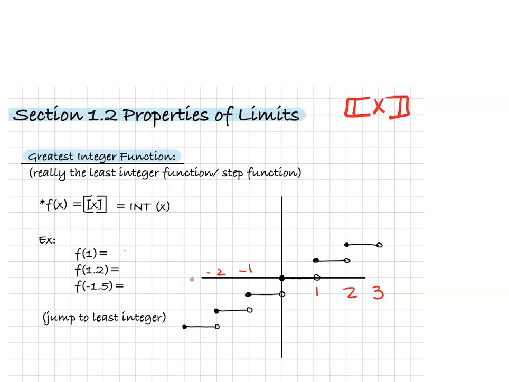So when you're looking at this, you look at f of 1. Well, if I were to plug 1 into this function, 1 is an integer, and it would just output 1. And you can see I have a value of 1 there. Now if I look at f of 1.2, well, that would be double bracket of 1.2.